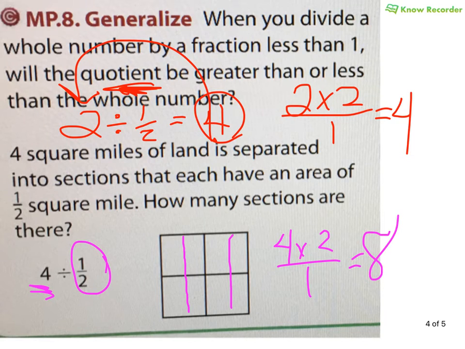It's 8. The other thing I wanted to make sure that you knew was, you saw that I cut those vertically, right? It doesn't matter how you cut them as long as you cut them in half. You're still going to get 8.